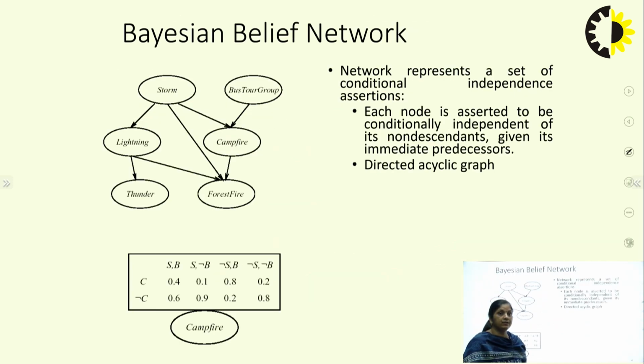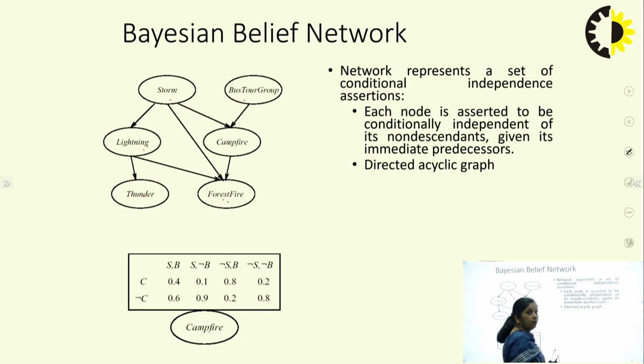Bayesian belief network. This is one view of a Bayesian belief network. What we have in Bayesian belief networks are some nodes and some edges. The edges are directed. For example, here the edge is from storm to lightning, from lightning to thunder, and from lightning to forest fire also. In this particular example, we have some variables: storm, lightning, thunder, forest fire, campfire, bus tour group. These are the variables.